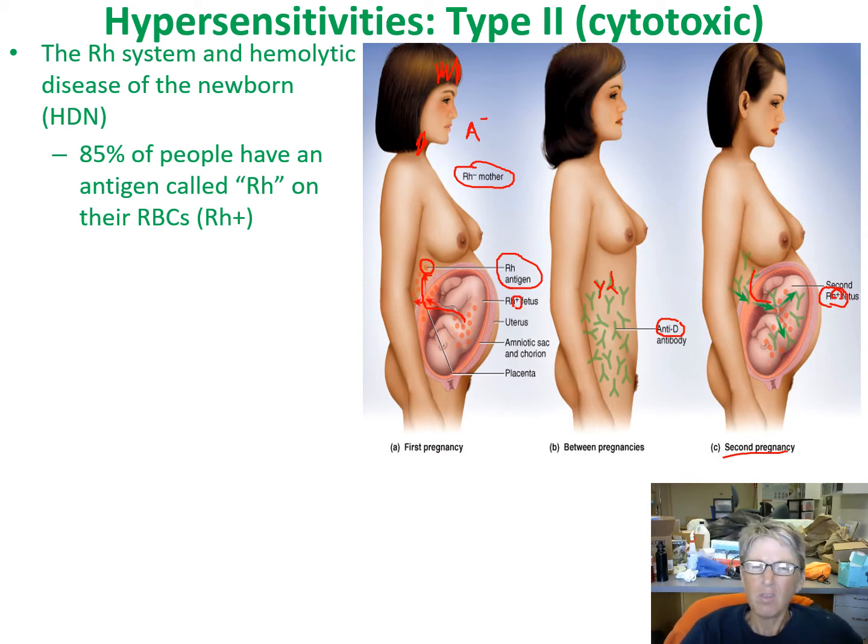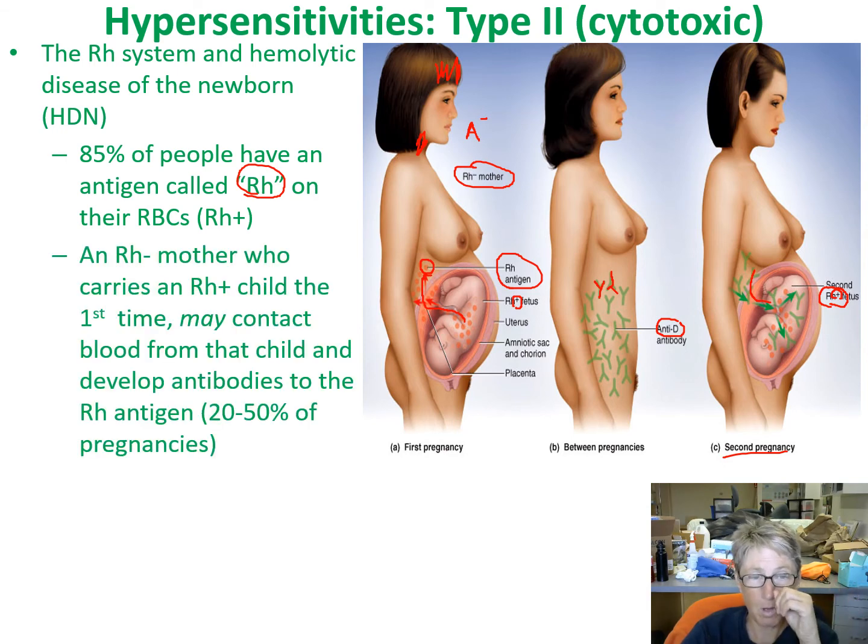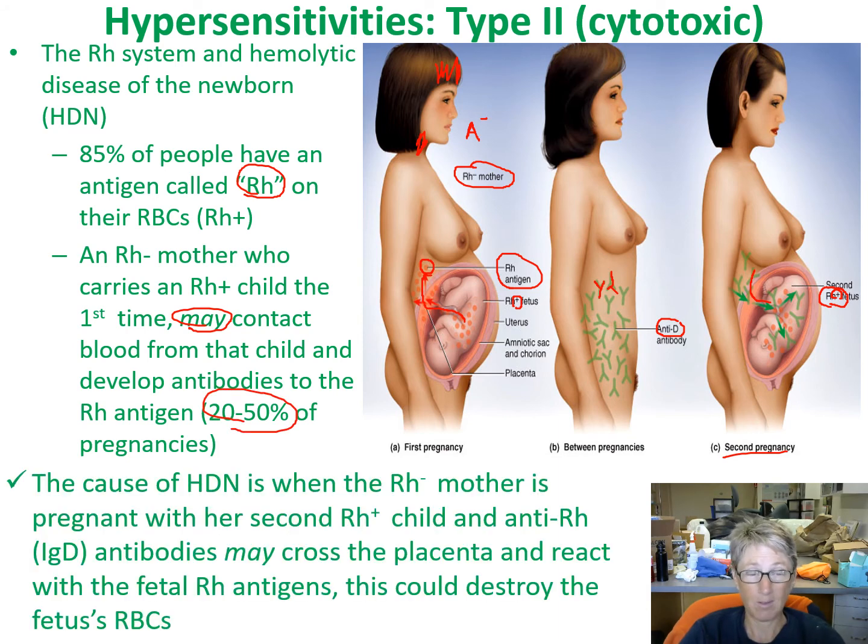85% of the people, I think in this country, maybe around the world, have an antigen called RH. It's named for the rhesus monkey, where they found them, on their red blood cells. So they're called RH positive. They can also be called D positive, but they call them RH positive. And we talked about this. An RH negative mother carries an RH positive child, may or may not come into contact with blood from the RH positive child and then develop these antibodies to those RH antigens on the fetal red blood cells. This happens in anywhere from 20 to 50% of pregnancies.